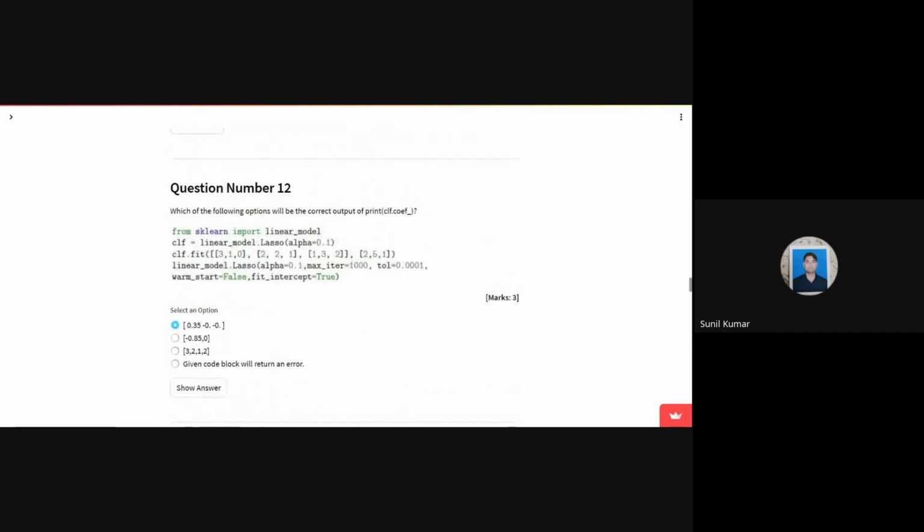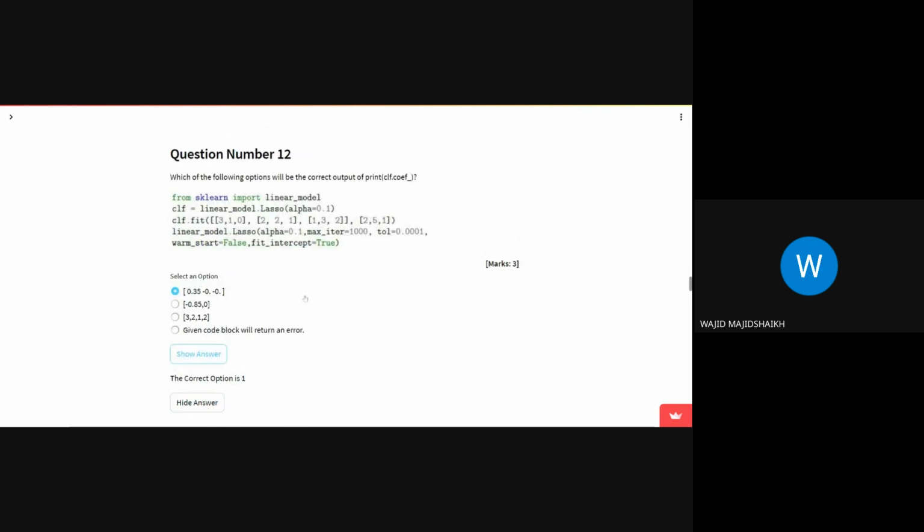Go to question number 12. We're again not calculating anything here. We're just looking if the number of coefficients matches the number of features that we have here. Ma'am, in this question, same question I see, but there is an error. Just show the answer. Just click yes.